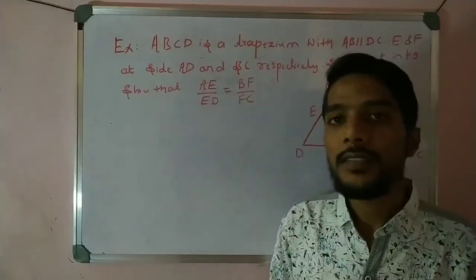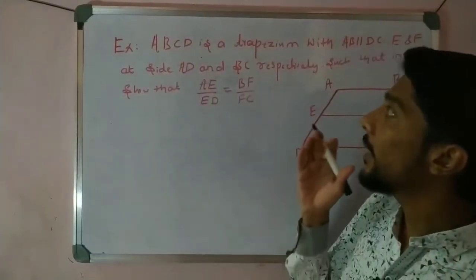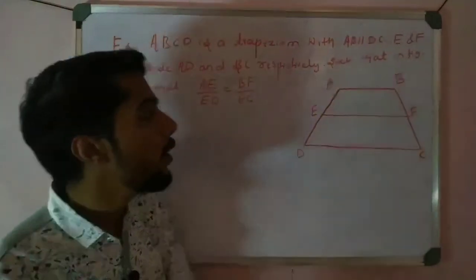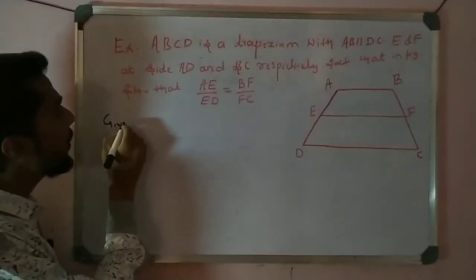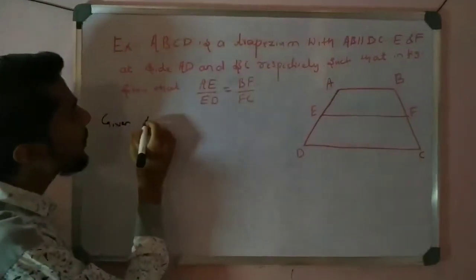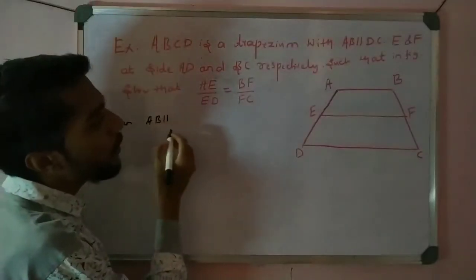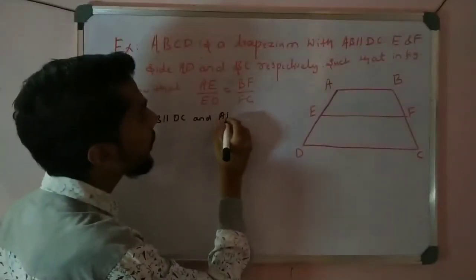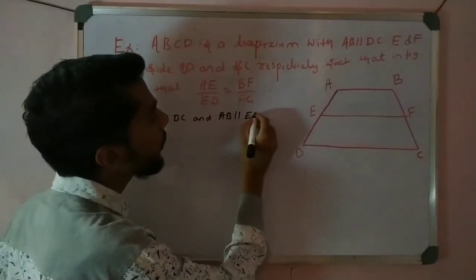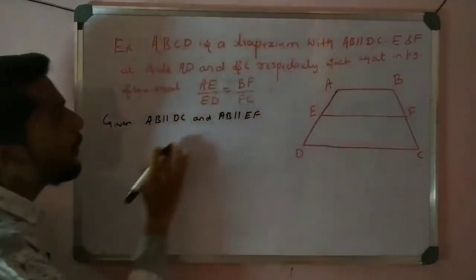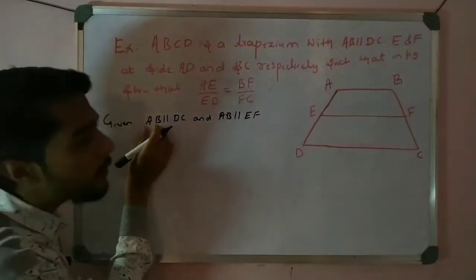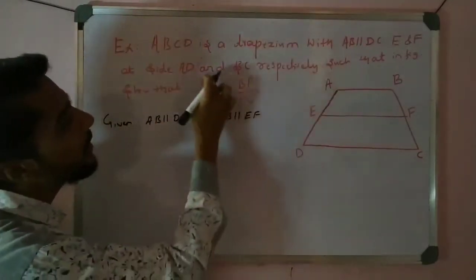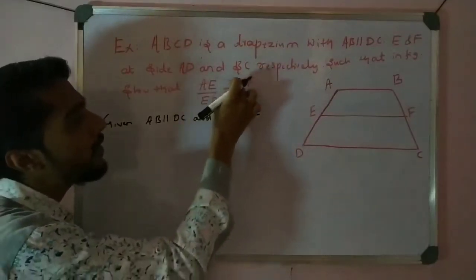Let us start with the first example: ABCD is a trapezium with AB parallel to DC. First I write here, given: you have to remember that AB is parallel to DC, and also AB is parallel to EF. So we observe that if AB is parallel to DC and AB is parallel to EF, we have to prove that AE by ED is equal to BF by FC.